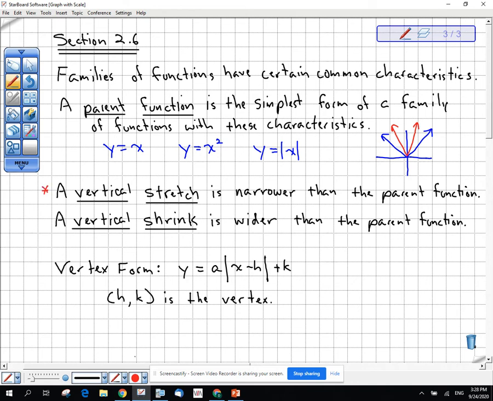That was a stretch. A shrink, a vertical shrink, is wider than the parent function. So I'll do that one in green. It would be something like this. You think about it like if you took the blue one and you just squished it down, like your hands are at the top and the bottom of them, you bring them together, like you're smashing a sandwich or something. That's a shrink.